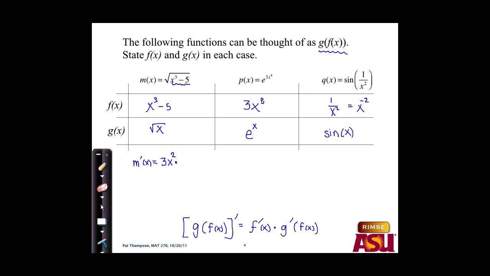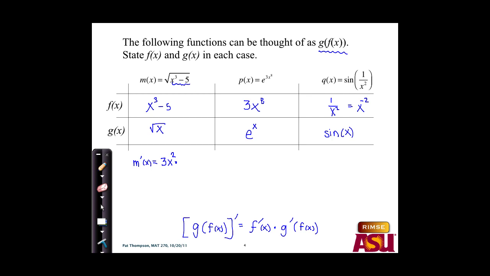And then I need to find the derivative of function g, but leave f of x in the input variable spot. Or you can find g prime of x, but then replace the x with f of x when you're done. You can think of it either way. Once you've done this a bunch of times, you can probably do this kind of all in one step.